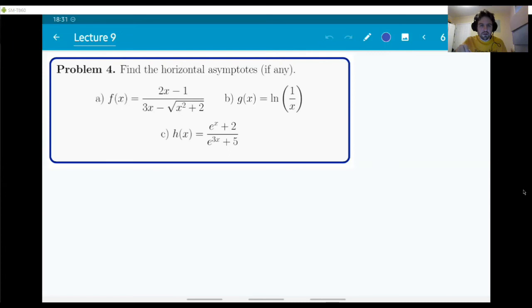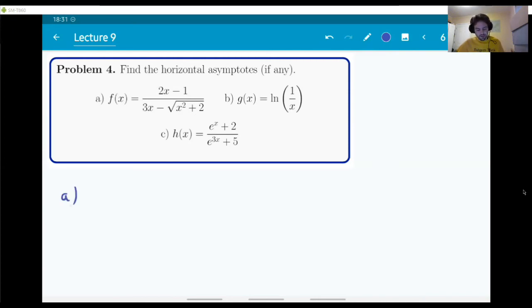Next, let's talk about horizontal asymptotes. Again, I have 3 functions in here. We want to find them, if any, if they exist. Horizontal asymptotes are easier to start. What do you do? You just find the limits at plus and minus infinity. That's all. And if they are numbers, then you have asymptotes.